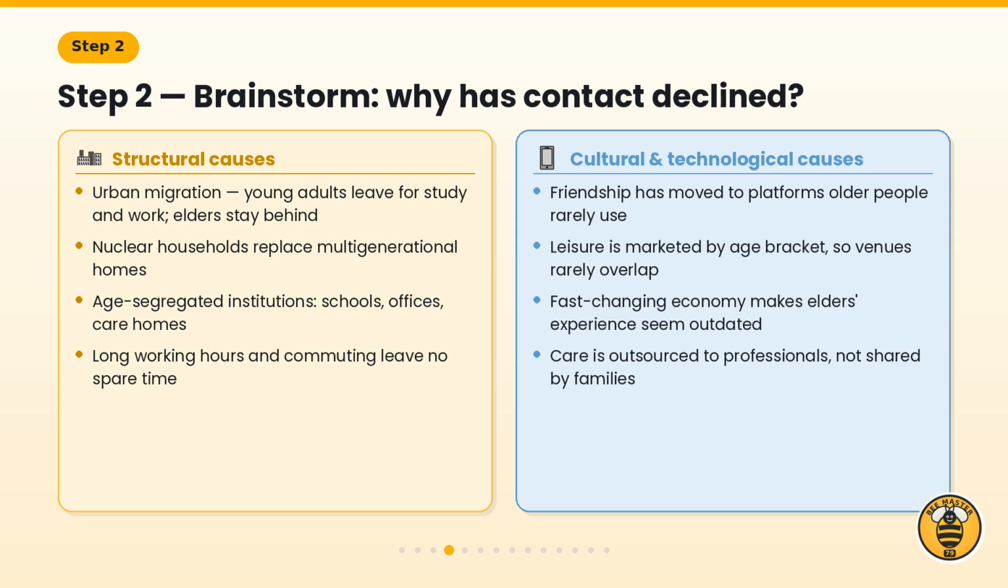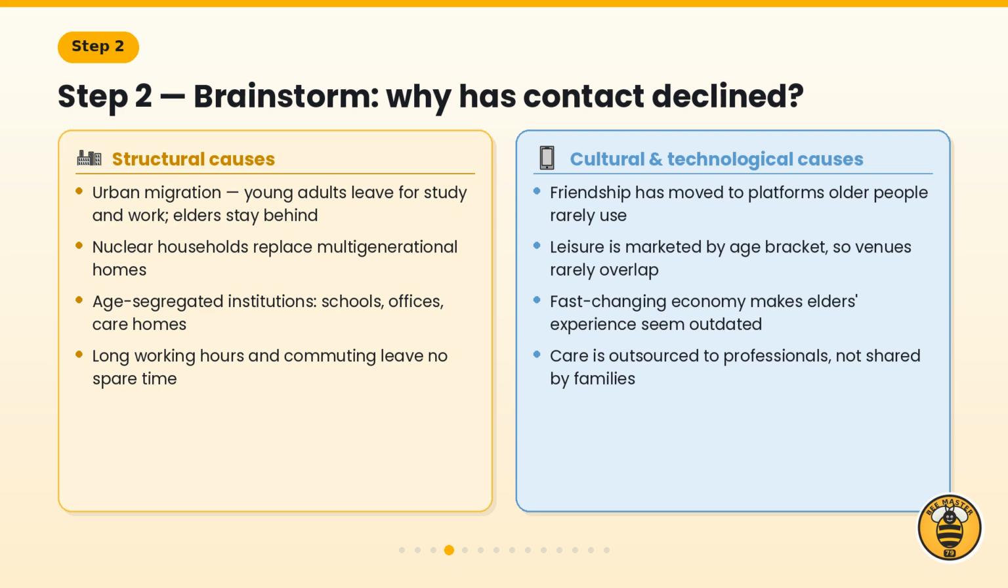Now brainstorm the reasons and split them into structural and cultural. On the structural side, urban migration pulls young adults away, nuclear households replace multi-generational homes, our institutions sort everyone by age, and long working hours leave no spare time.